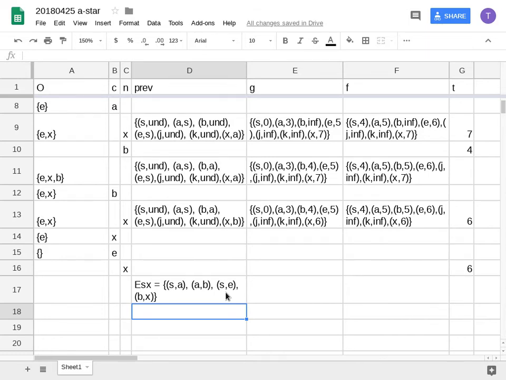It does contain edges other than the shortest path from the start vertex to the destination vertex, but you can guarantee to get back to the shortest path if you start from the destination. There's only one edge going into the destination vertex in ESX. So if you go from X back to B, from B back to A, from A back to S, that is your shortest path.